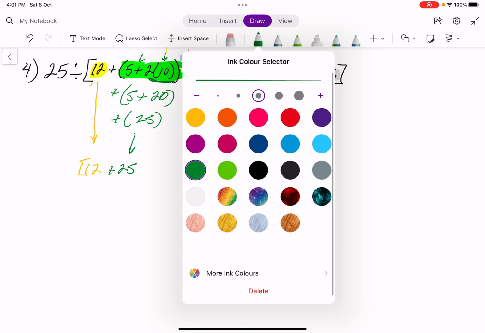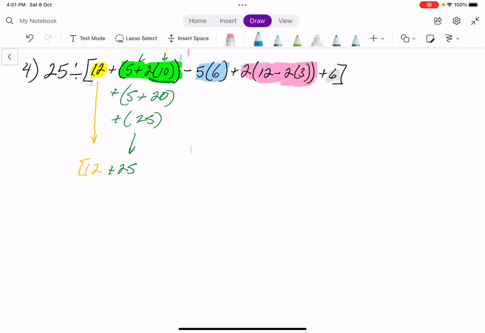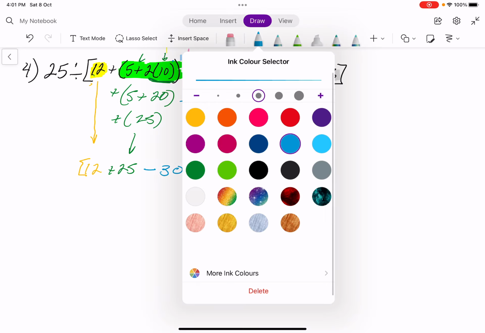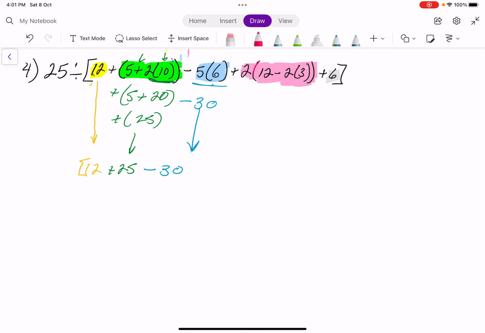The next part, we have minus, and all we have here is just multiplying. So it's minus 5 times 6, which is minus 30, that we can go ahead and bring down. And then from here, we have 2 times. Well, we need to do what's inside the parentheses first. And inside the parentheses, we have a minus and multiplying. So the multiplying needs to come first. So it's plus 2 times 12 minus 6, or plus 2 times 6, or plus 12. So now we get plus 12.